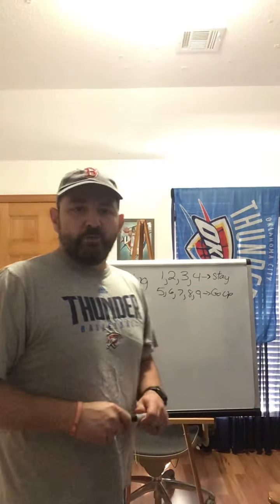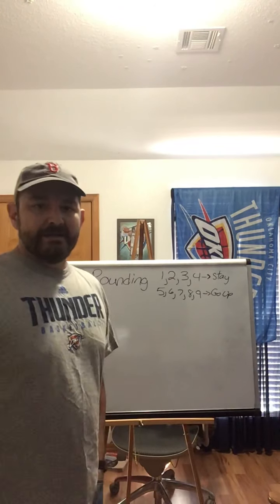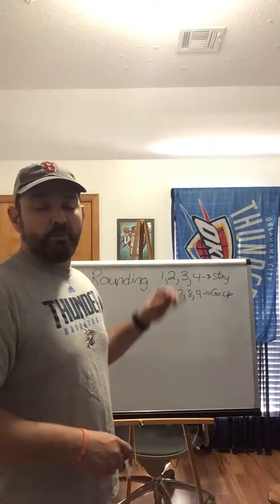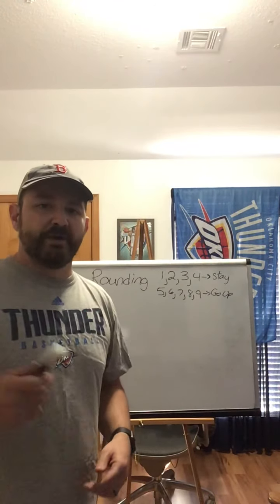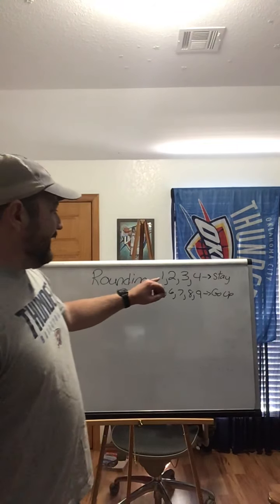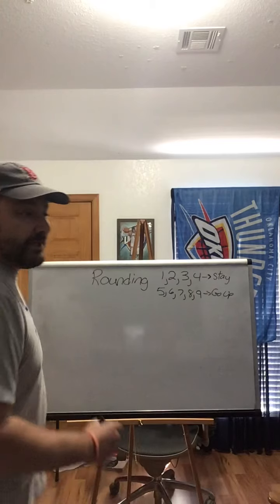All right, so today we're going to go ahead and dive right into our work. We have math, which is rounding. Yesterday we talked about this. If you didn't get to watch yesterday's video, we're going to go over a little bit of what we went over yesterday and we're going to add to it. So yesterday we were talking about rounding in math. 1, 2, 3, 4 is stay, 5, 6, 7, 8, 9 is go up. Let's go ahead and go into it right now.